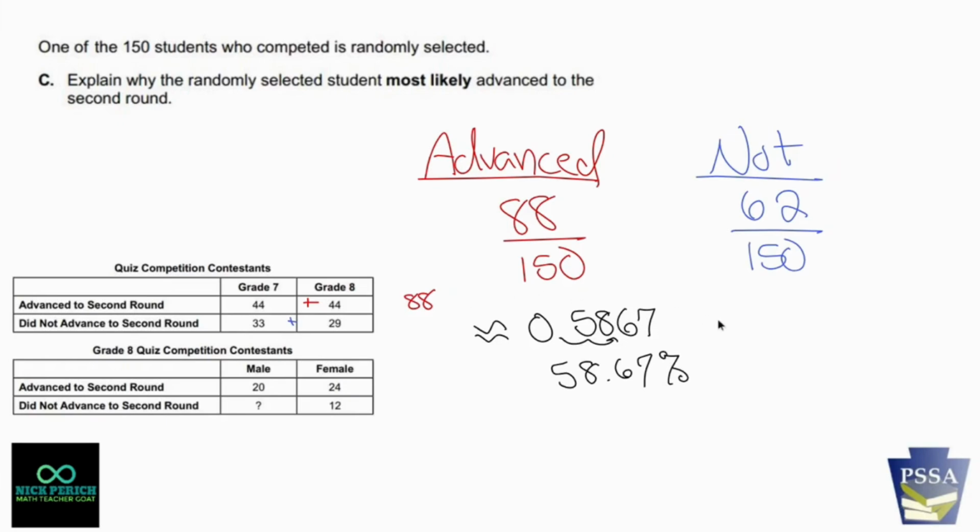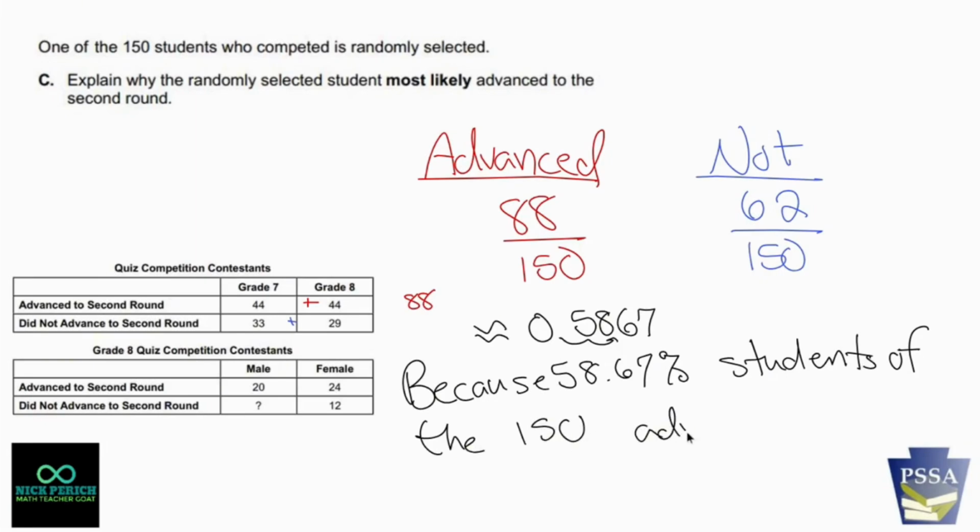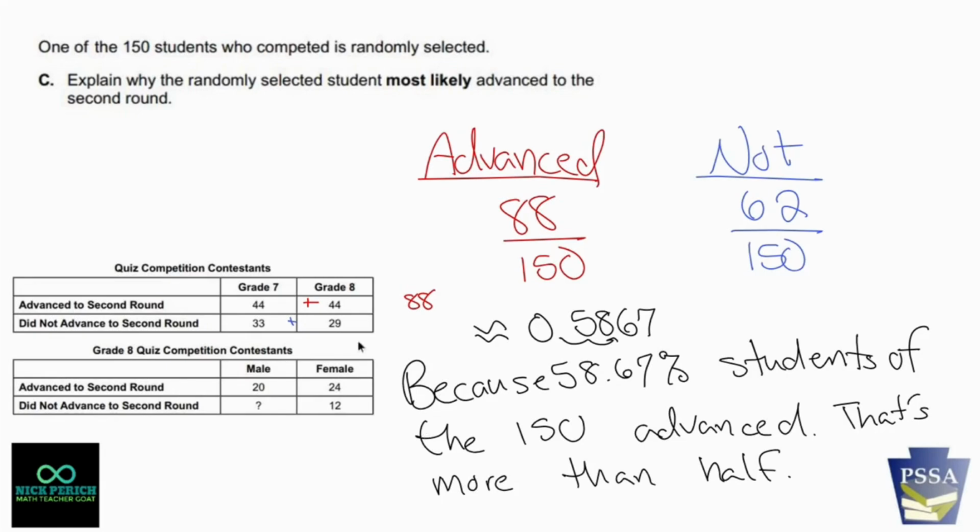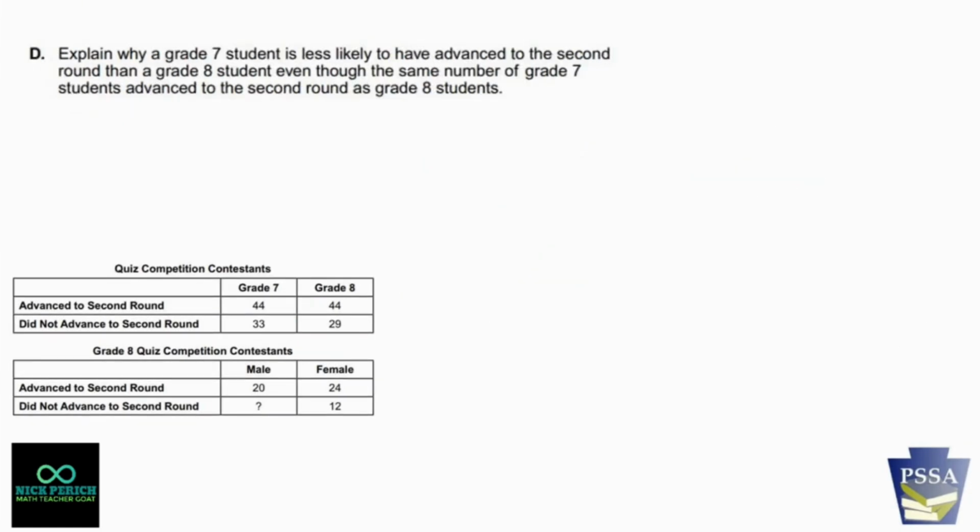So we can say that the student will most likely advance because 58.67% of the original 150 advanced. And if you want to be more specific, that's more than half. So chances are, if you select one person at random, you're more likely to select a kid that advanced. Not 100%, not even close, but it's more likely to happen that way.